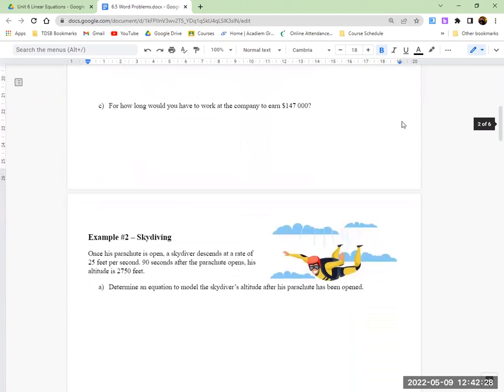Last one: for how long would you have to work at the company to earn this much? So take a look at how they ask. They say, how long? Time. They're asking, what would X be if my salary, AKA my Y value, is 147,000? So, Jesse, hang in there. If you need a walk, go for it, but I need you to stay awake.